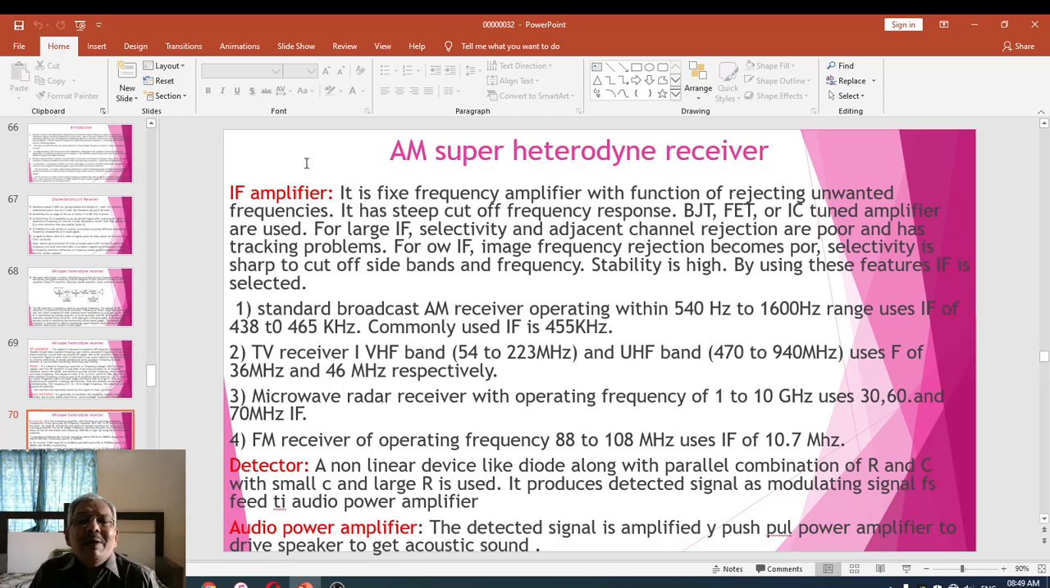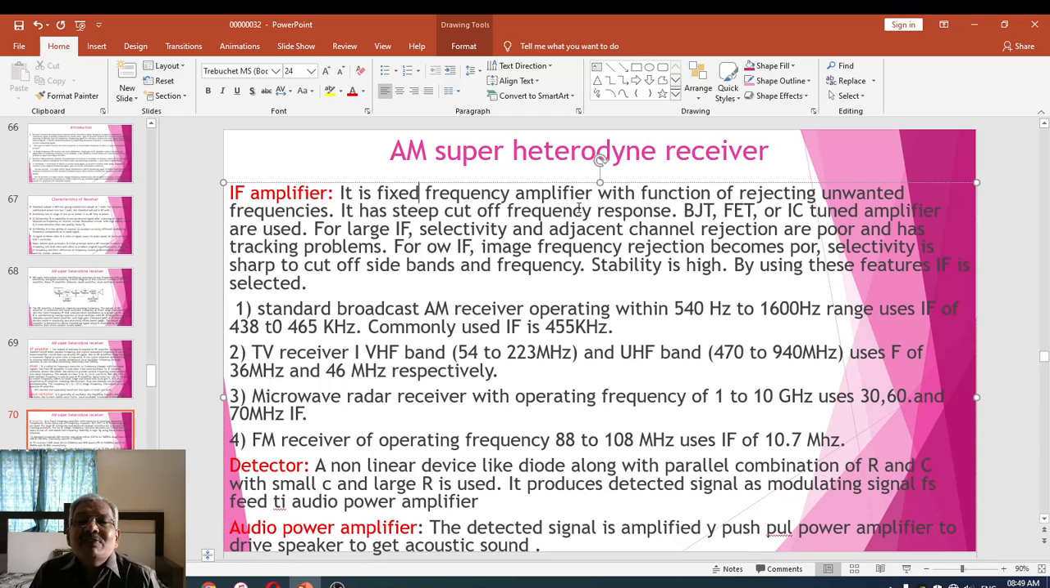Now, by beating the frequencies in the mixer, the output of the mixer is given to the IF amplifier. The IF amplifier is a fixed frequency amplifier with the function of rejecting unwanted frequencies. It has a steep cutoff frequency response, which means it has to receive only that particular frequency, which we call the intermediate frequency.